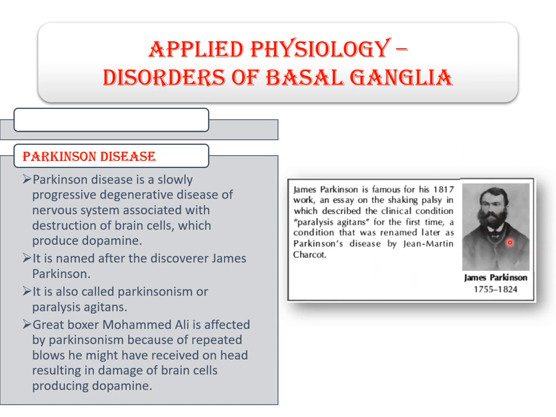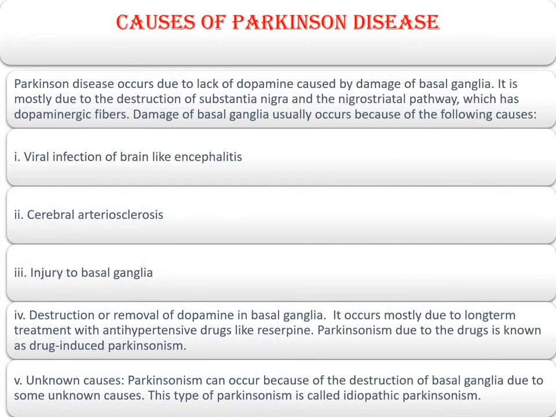This is an image of James Parkinson. He is famous for his 1817 work, An Essay on the Shaking Palsy, in which he described the clinical condition paralysis agitans for the first time, a condition that was renamed later as Parkinson's disease by Jean-Martin Charcot. Then what are the causes of Parkinson's disease, which occurs due to lack of dopamine?